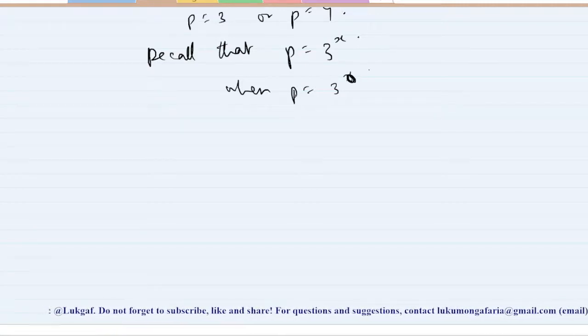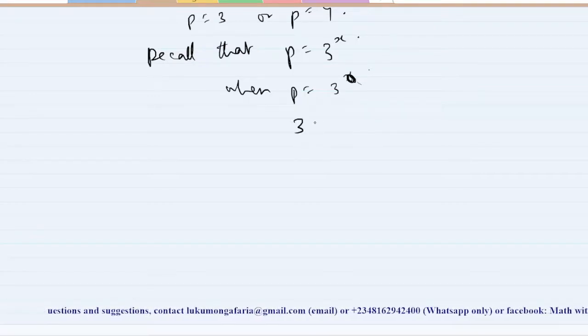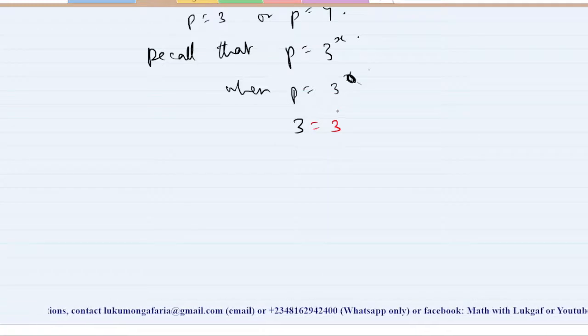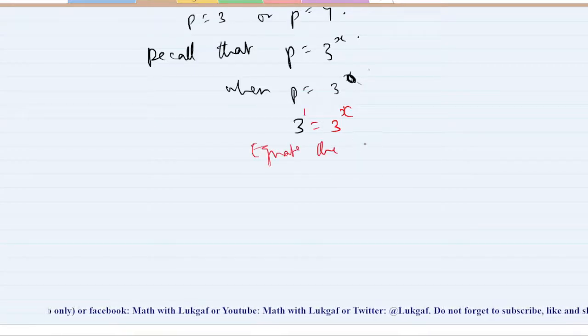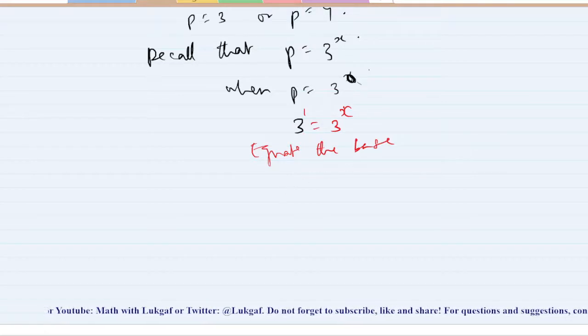So when p is equal to 3, you now substitute it here. Then if you make the substitution, I'm going to have 3 is equal to 3 raised power x. You understand? And don't forget this is the same thing as 3 raised power 1. You can just equate the base. Equating the base, this will cancel each other, then I have x equal to 1.